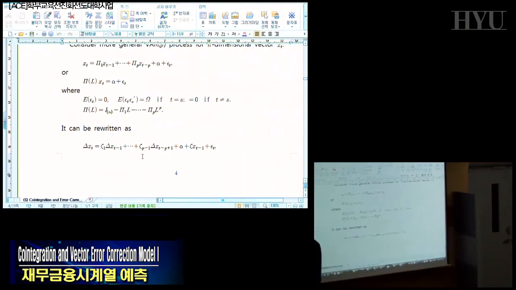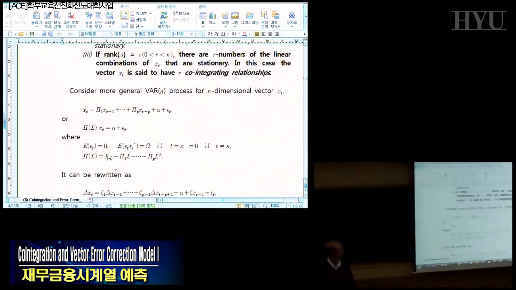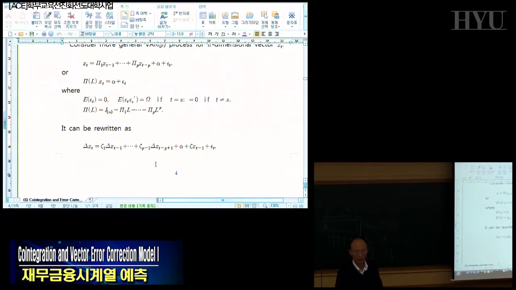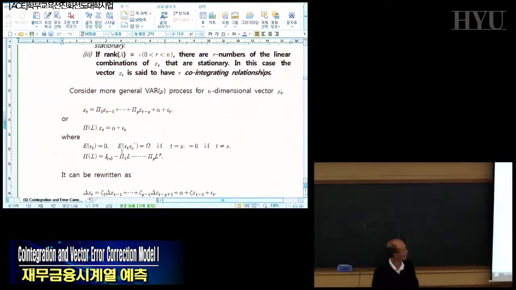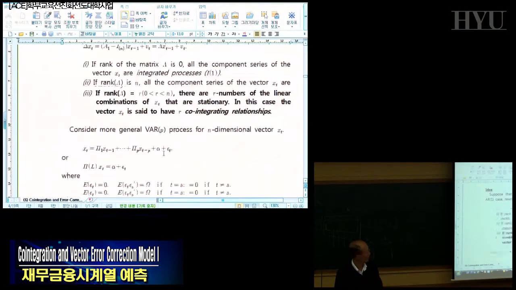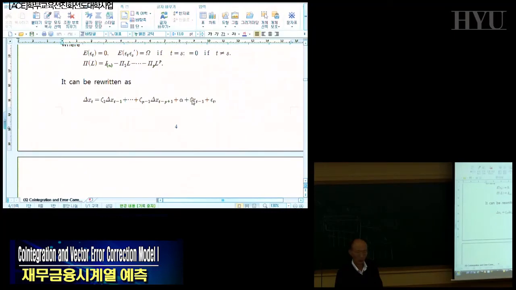But do you see the similarity between this representation and this representation? If you ignore this part, that corresponds to this, this, and that, right? And as I said, in testing whether there is a cointegration relationship, we look at the rank of this one. So in this case, we look at the rank of this one. Okay?